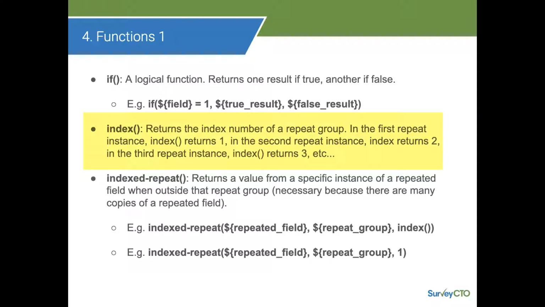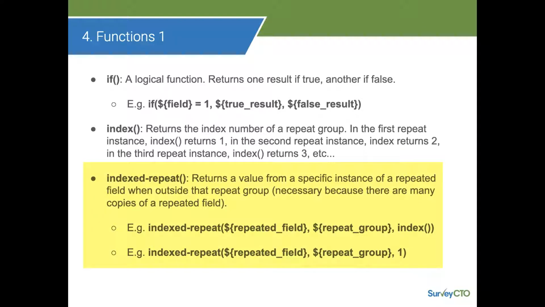Index is a function for use inside repeat groups only. It returns the index number, which is the value 1 the first time fields are repeated inside the repeat group, 2 the second time fields are repeated, and 3 the third time, and so forth. It just keeps on counting inside a repeat group.